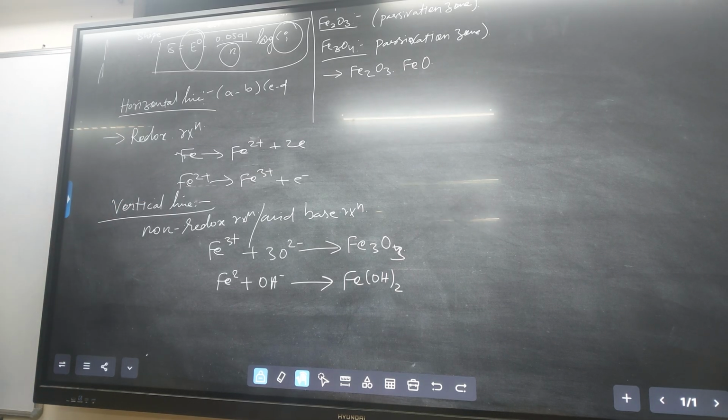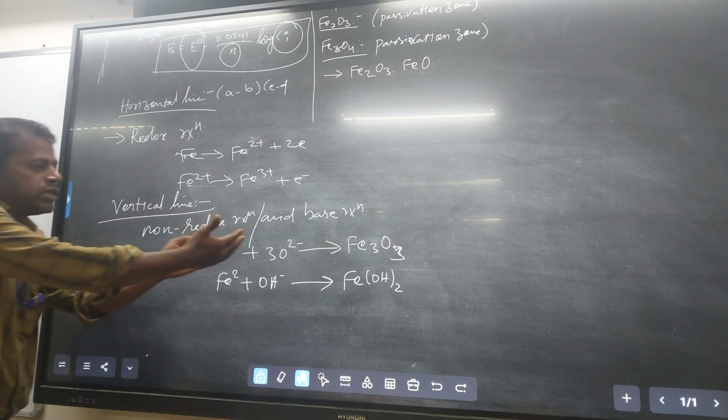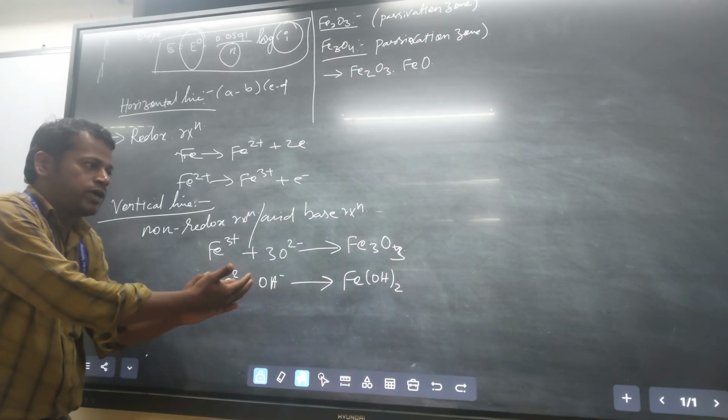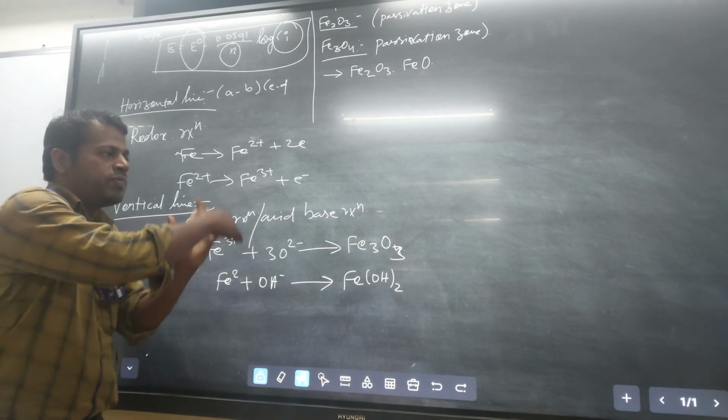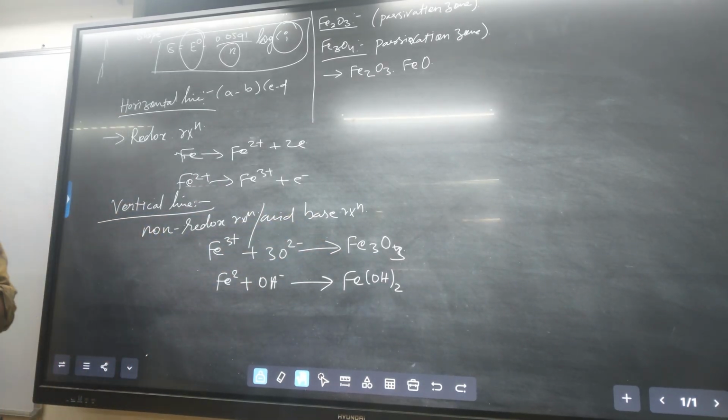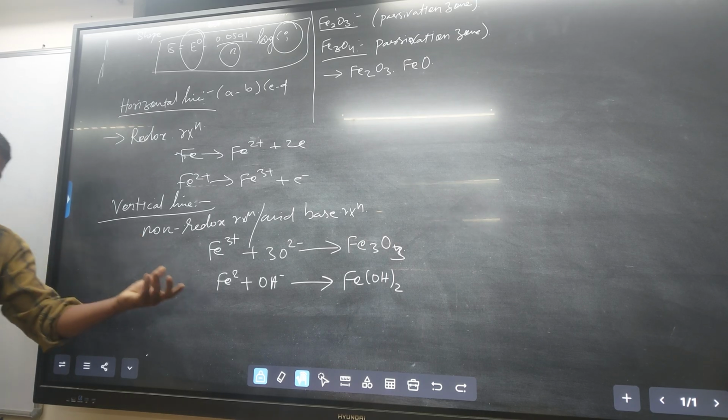What is a vertical line here? Look at the diagram. That is from this zone to that zone. It reacts in the presence of oxygen or else OH minus to convert the iron 3 plus into the oxide, whatever it is. The oxygen content reacts with the iron. It depends on the moles of oxygen: how many moles of oxygen react with the iron, based on that the product will be formed.